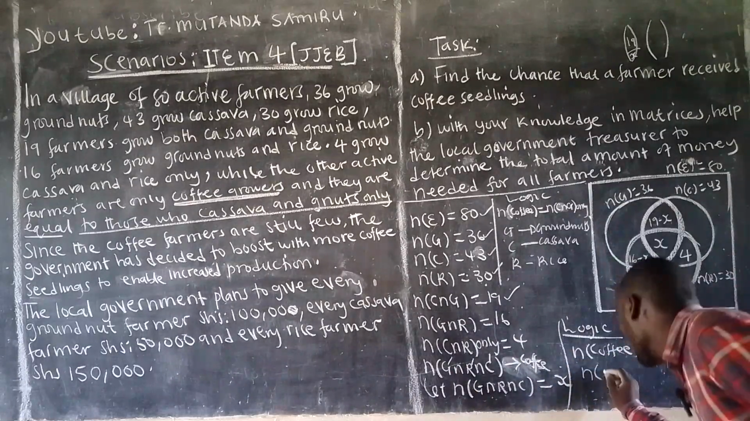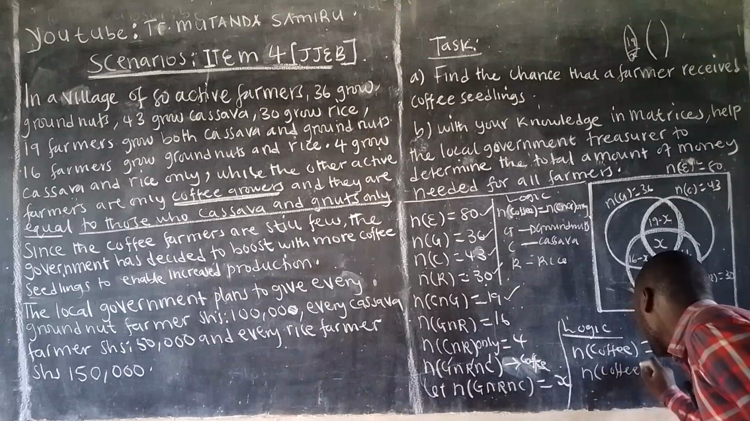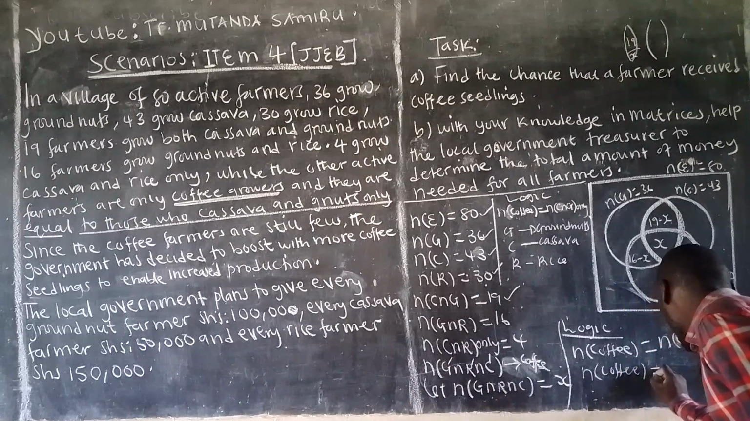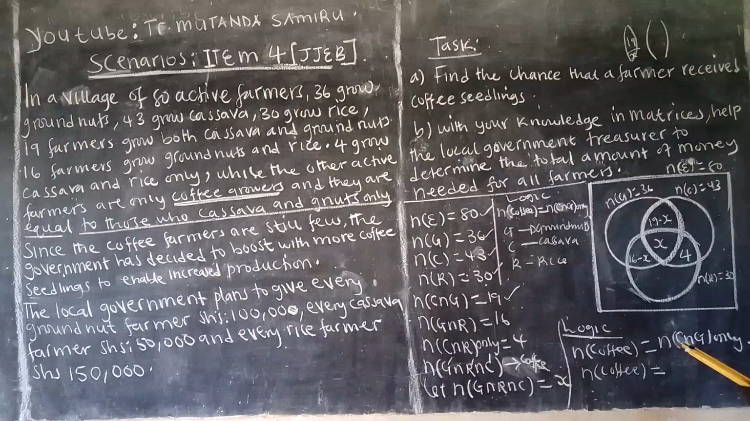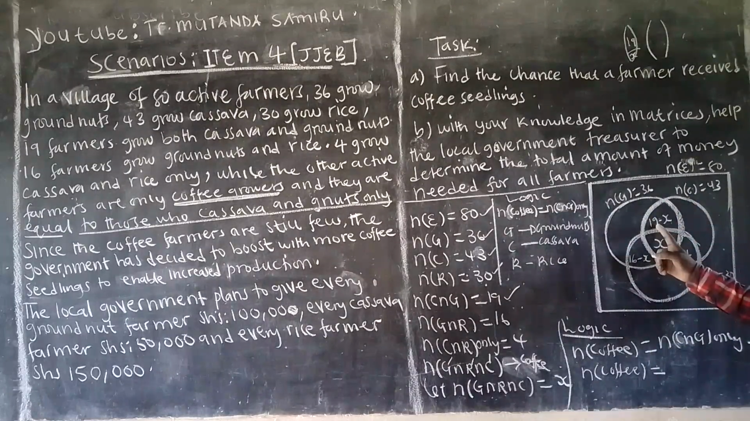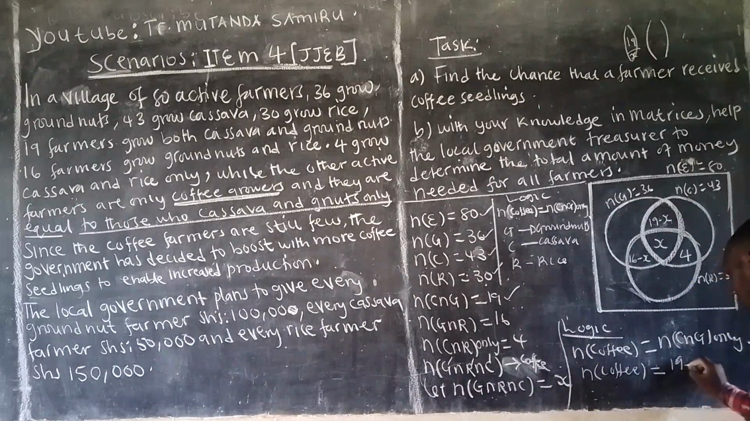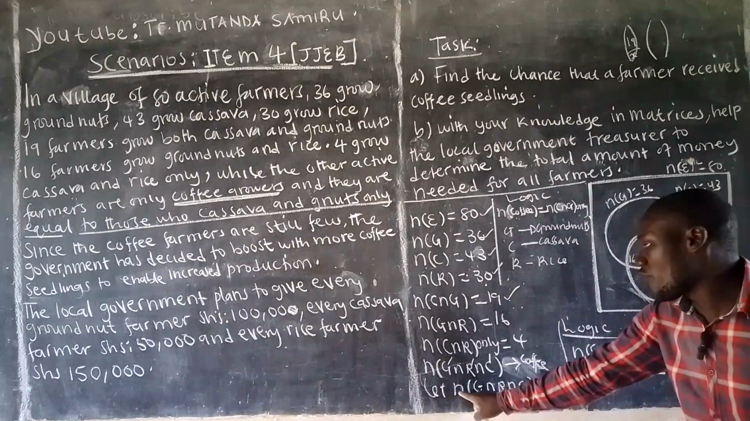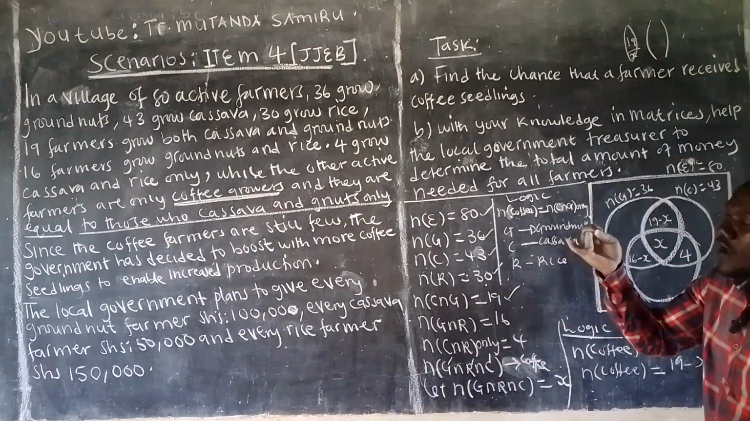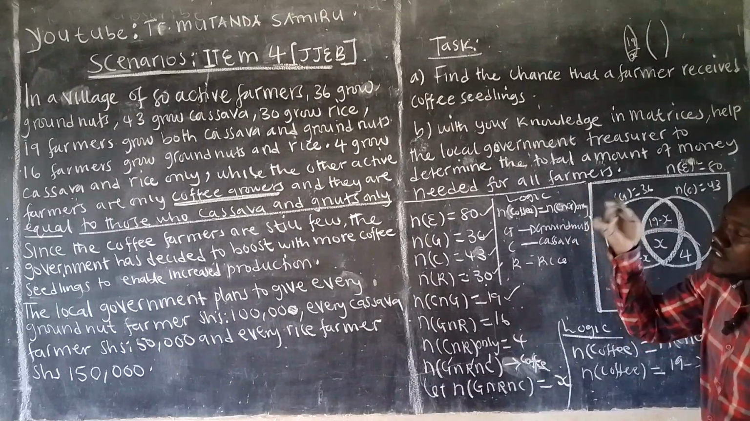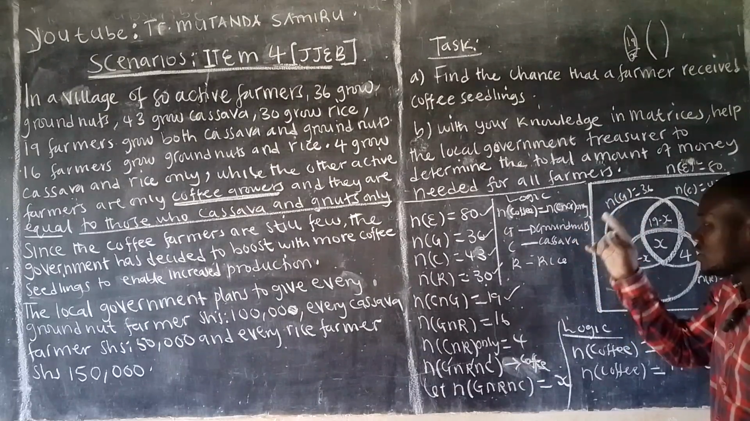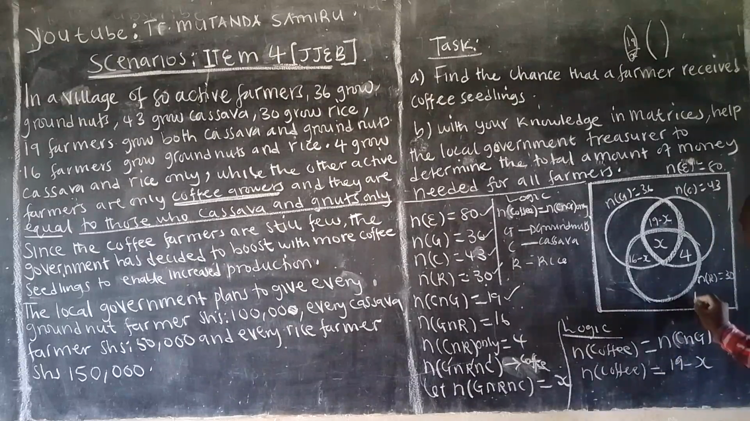So therefore, the number of those who grow coffee is equal to... but don't we have the numbers who grow cassava and peanuts only? Cassava and peanuts only. It is 19 minus x. We already have it here. So it is 19 minus x. Remember, since we have rice, cassava, and peanuts, the fourth one, which is coffee, goes outside the circles. So the 19 minus x will come here, outside there.